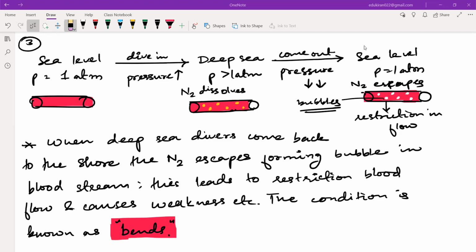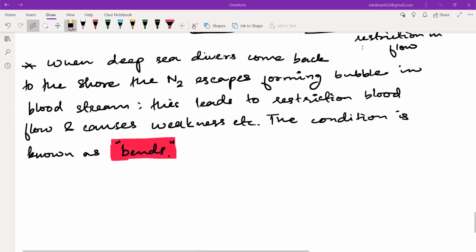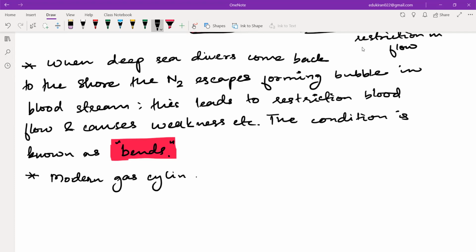Next, one more condition should be, it should be inert. It should not be reacting with the contents that are there in the blood. So one of the best candidates for this is helium. So I'll write this. Modern gas cylinders have the following composition.